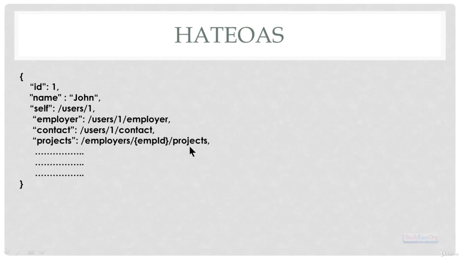employers/employee ID/projects. And from where can we get the employee ID? Definitely, if we navigate to this URI /users/1/employer, we will again get the employer ID for the employee. Now these links are very important. Now these links are derived from where? These links are derived based on the requirement of the application.